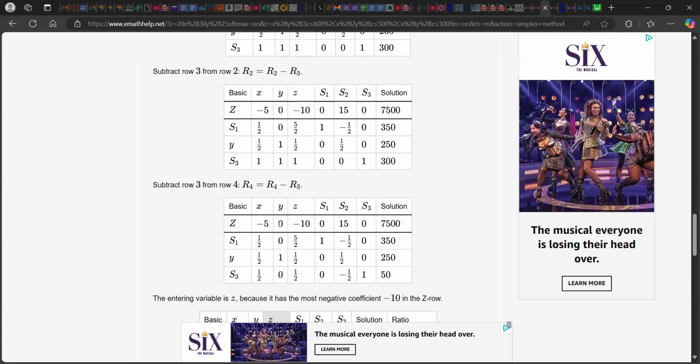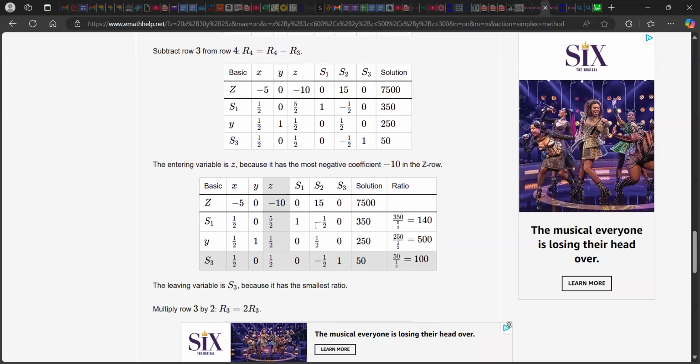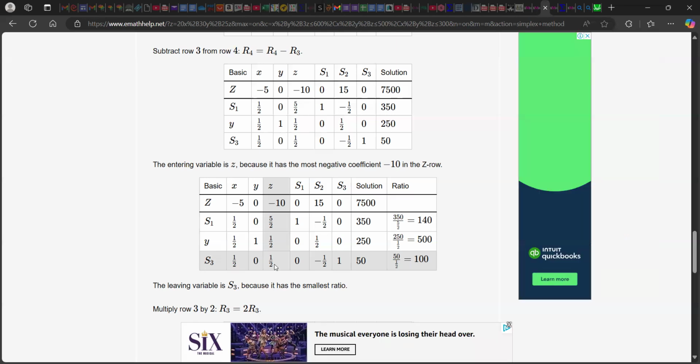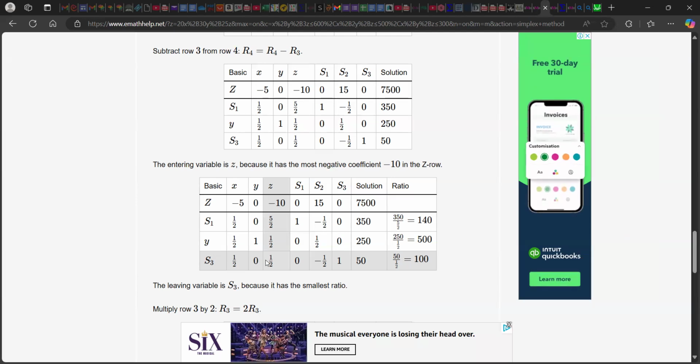Look at your Z row and see which one is most negative. You see it is the minus 10. So that's your pivot column. You do your division, you divide the solution by these numbers here. You see 100 is the lowest. So this will identify your pivot row now. The two intersect at this half here.